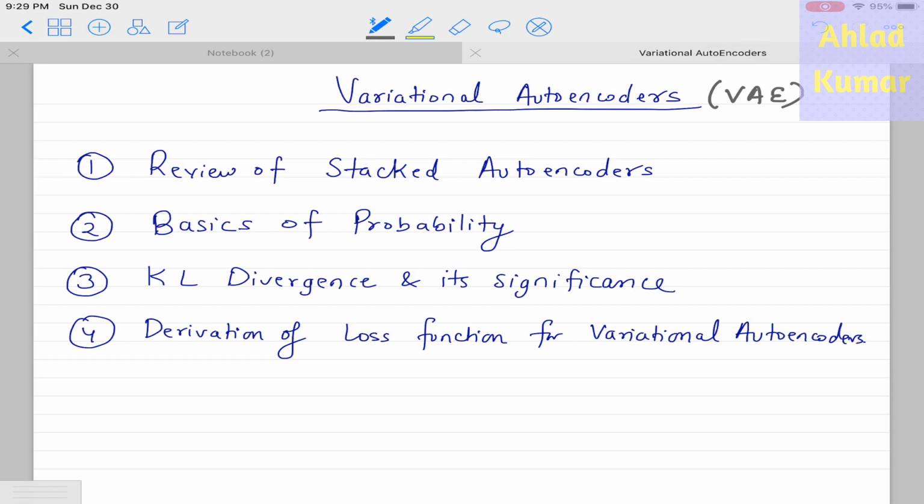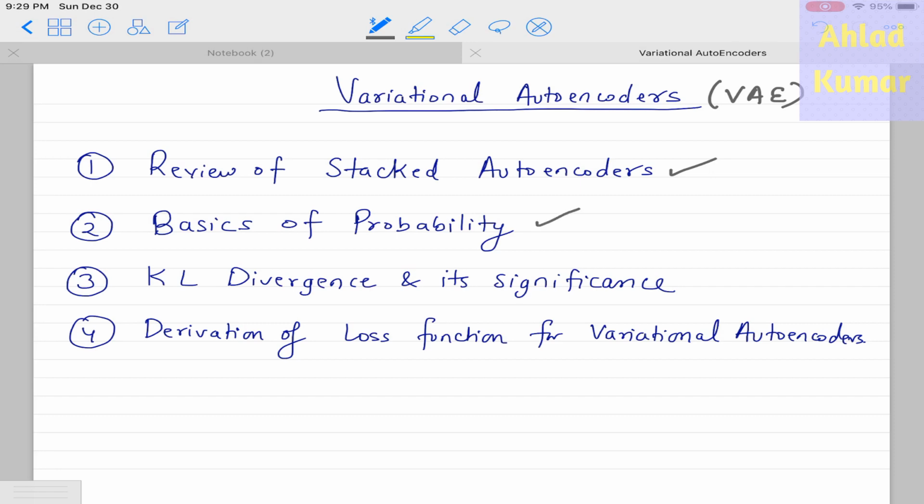In the very first part, we will review the different types of autoencoders, some of which we have already discussed, and what is the difference between the already existing autoencoders and this variational autoencoder. We will see it in terms of a diagrammatic view.